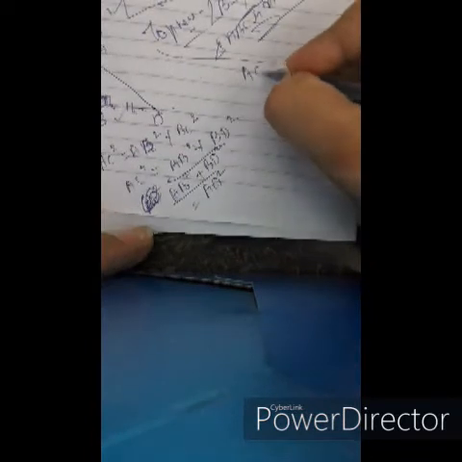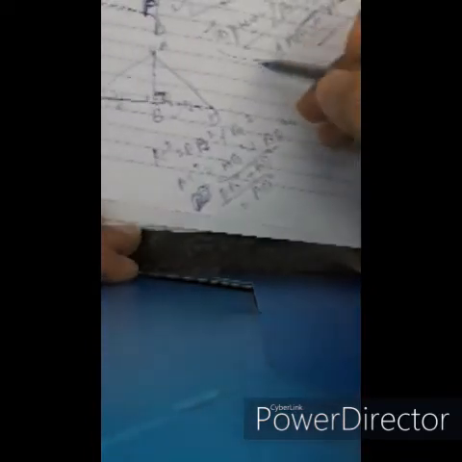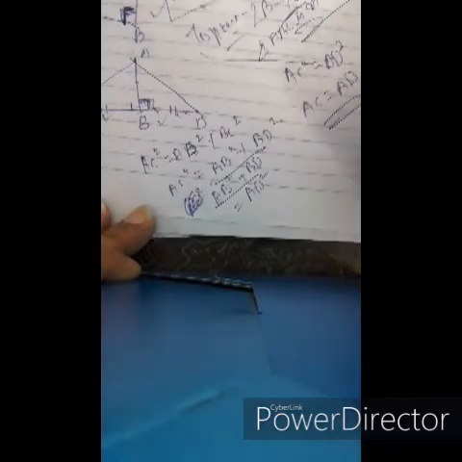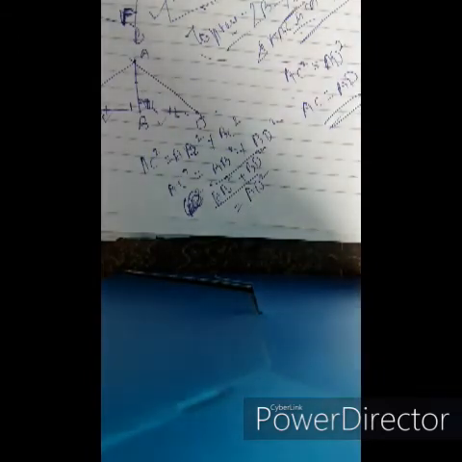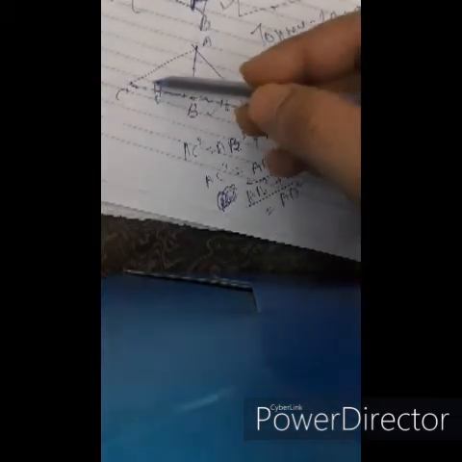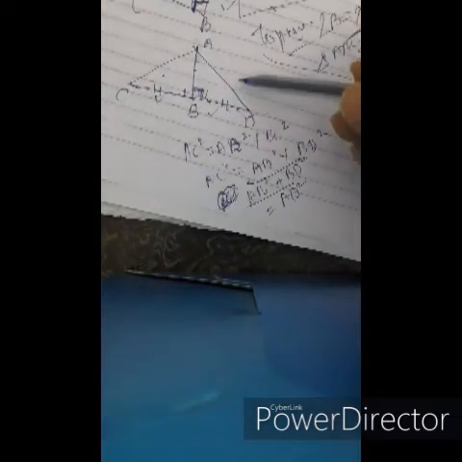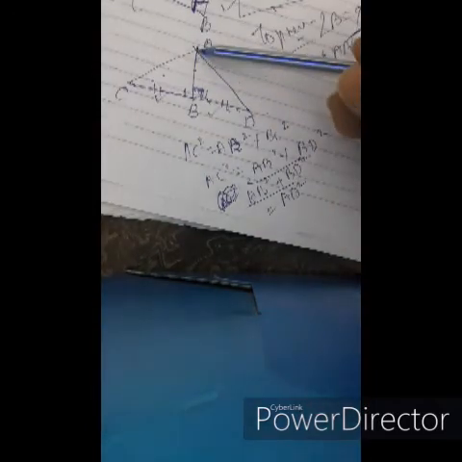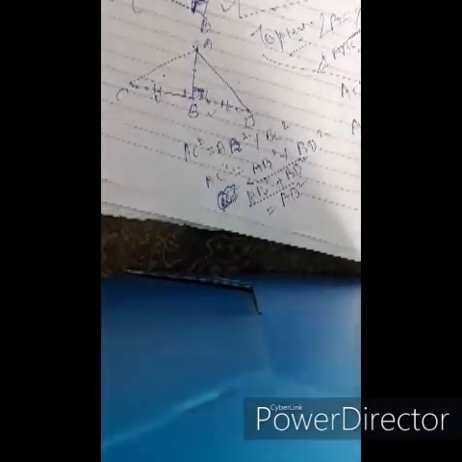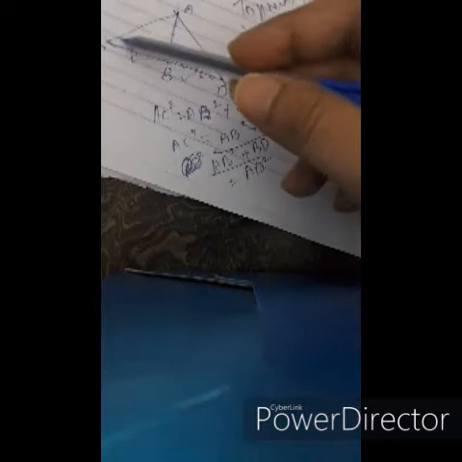So here AC square equals AD square, we got that. AC square equals AD square, so AC equals AD. Alright, so now we got AC equals AD. Now we'll take these two triangles, triangles ABC and ABD. We have proved that AC equals AD.